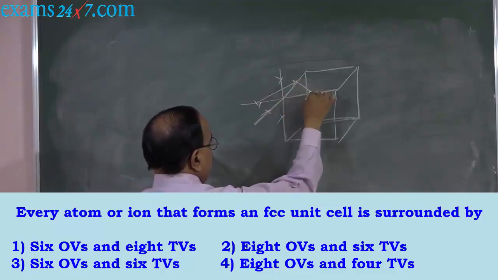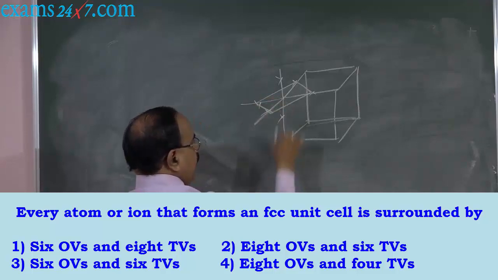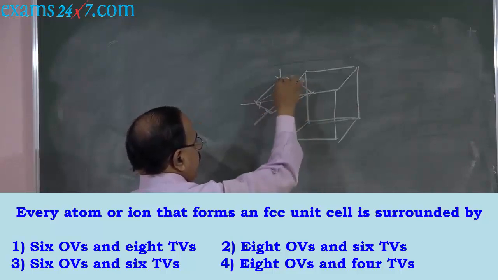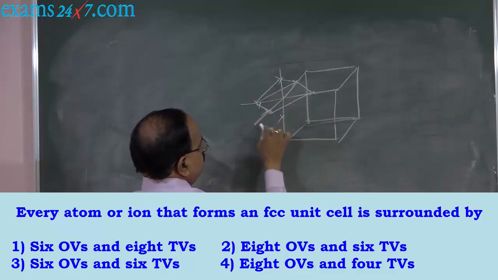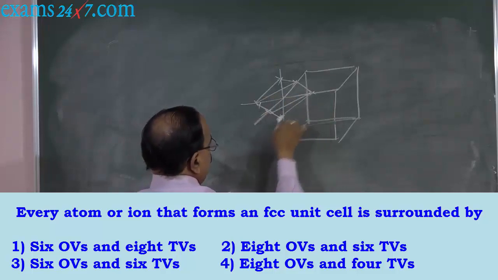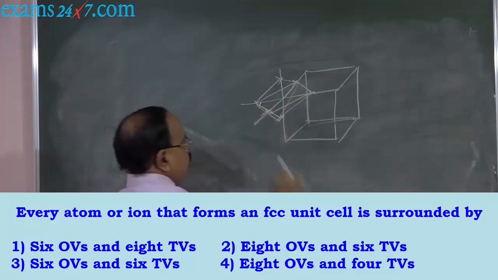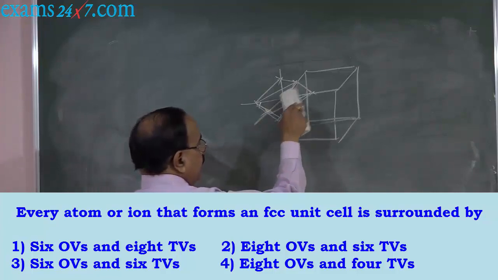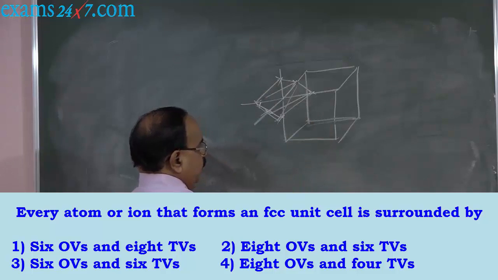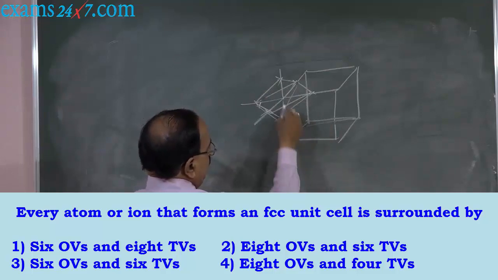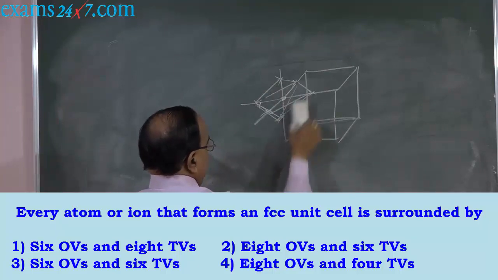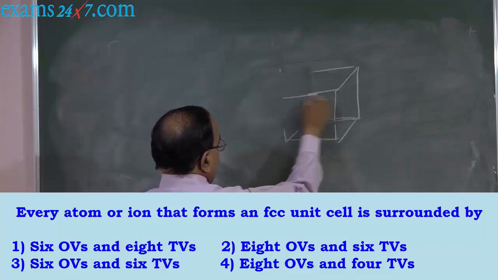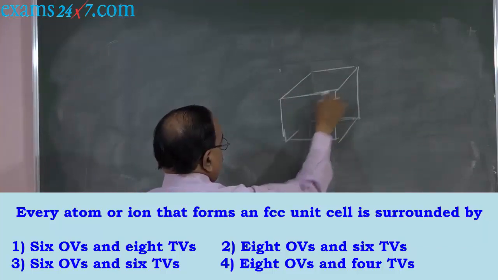Connect all these, it forms a square base, and if you connect all these, you will get an octahedron. So this corner particle is surrounded by 6 octahedron voids. Now what about this corner particle and the tetrahedron void? I'll show you separately, otherwise you will be confused.